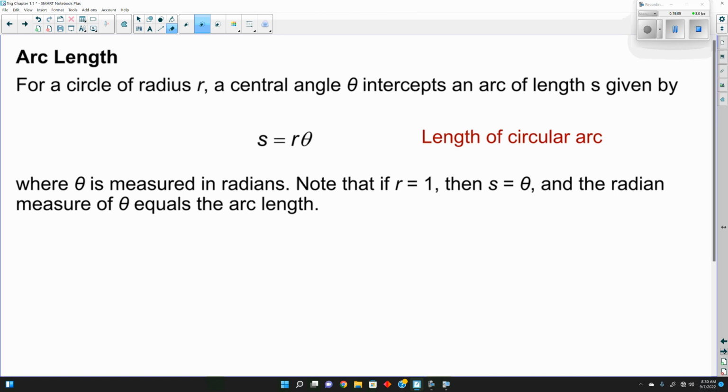Arc length. For a circle of radius r, a central angle theta intercepts an arc of length s given by s equals the radius times theta, where theta is the measure in radians. Note that if r is equal to 1, then s is equal to theta, and the radian measure theta equals the arc length.